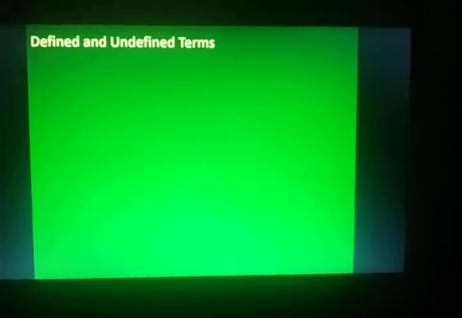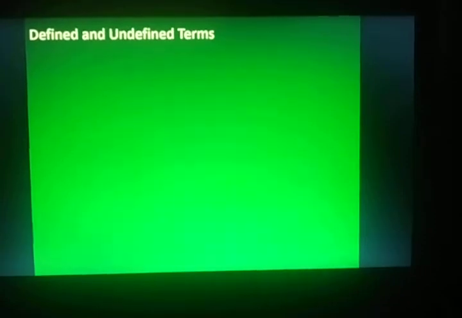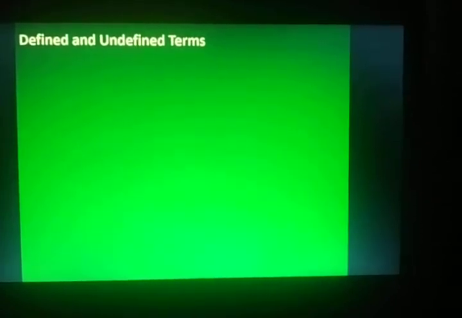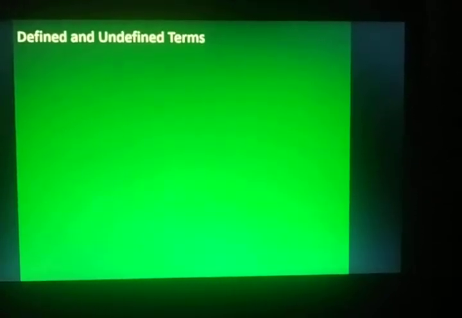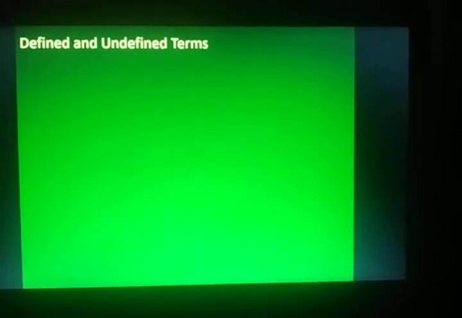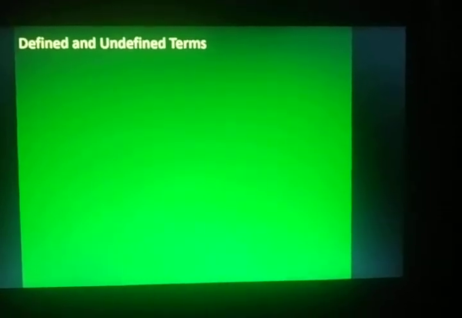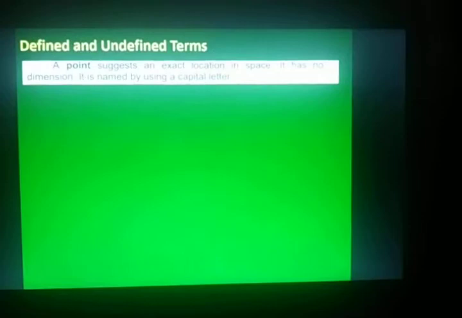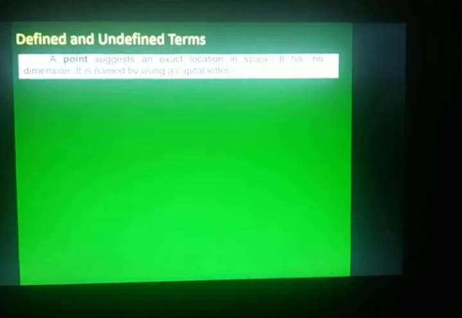These are terms in geometry that are defined and some are undefined. Defined, which means they are already given, we can describe them in words. And there are also terms which we call undefined because we can just give examples, we can just give illustrations. We can understand them if we just describe their properties and characteristics. Okay, so let's start with the undefined term.